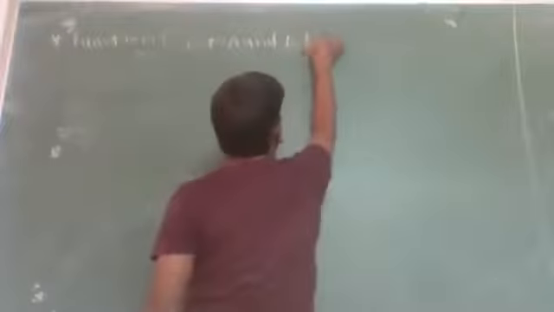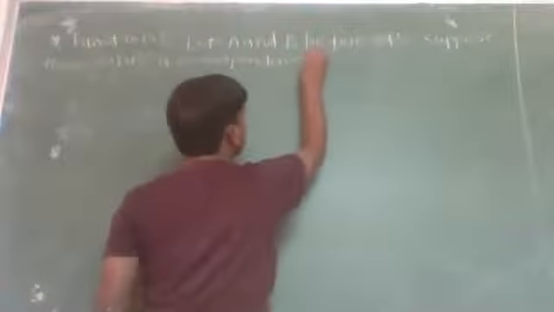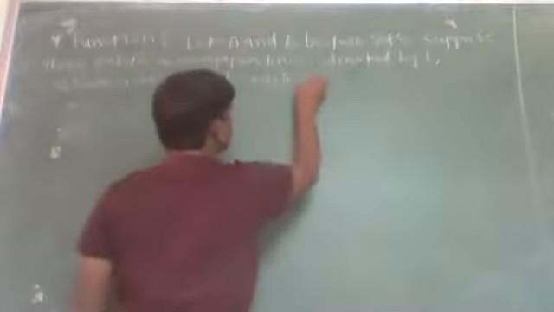Let A and B be two sets. Suppose there exists a correspondence that is denoted by f, which associates to each member in A a unique member in B.